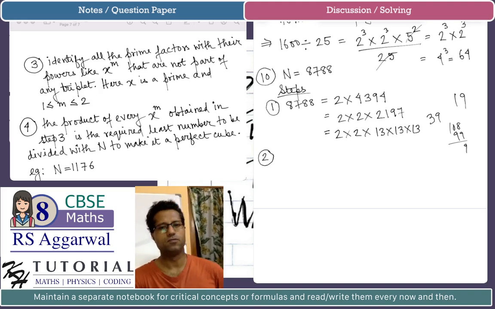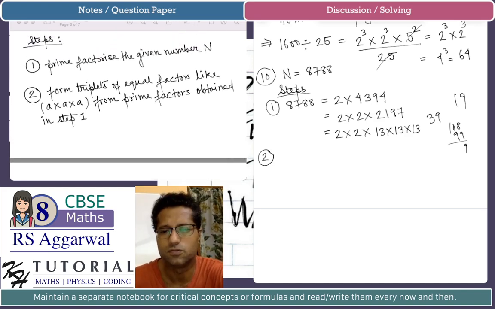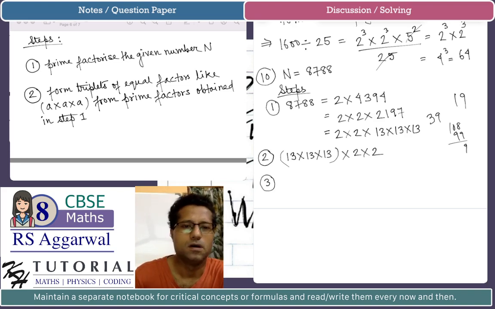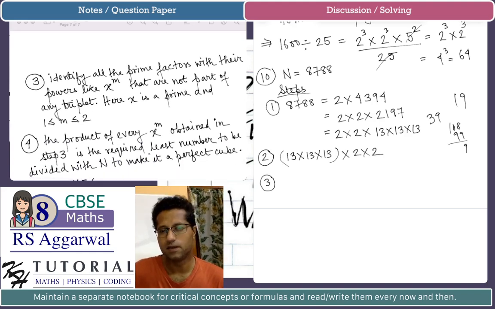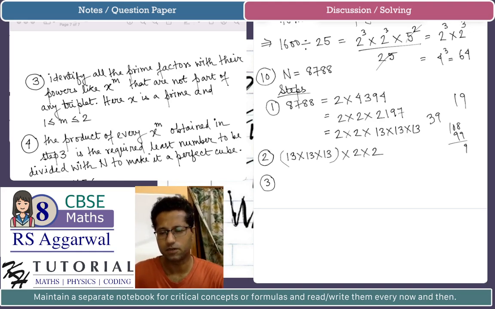Step two is we have to form the triplets from the prime factors. So we can see the only triplet is 13 into 13 into 13, and we are left with 2 into 2. Step 3, we have to identify all the prime factors which are not part of any triplet. In this example, the prime factors are 2 and 2.